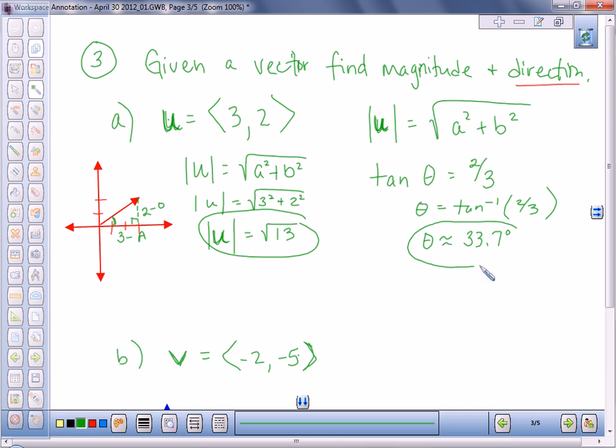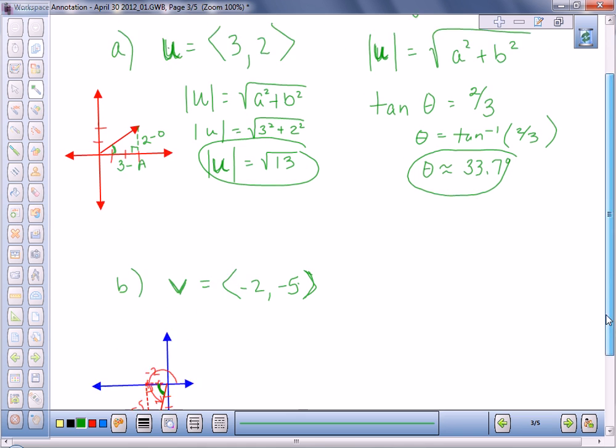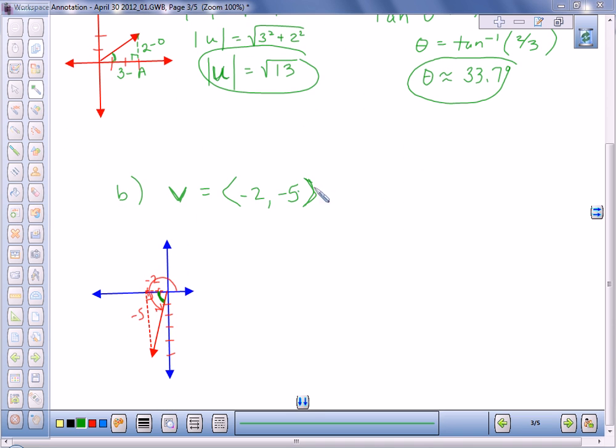All right, next problem. Here, we're in a different quadrant. We're in -2, -5. The magnitude is found the same way. So we're going to do the square root of -2 squared plus -5 squared. So the magnitude of the vector v is the square root of 29.